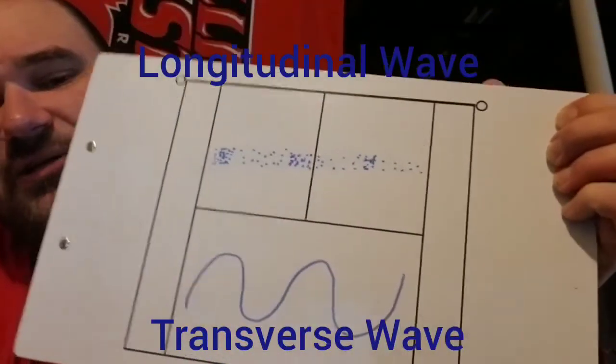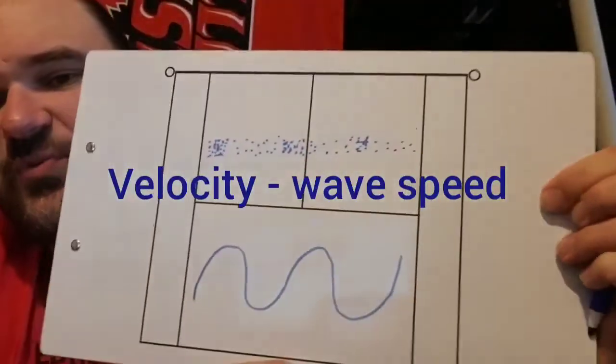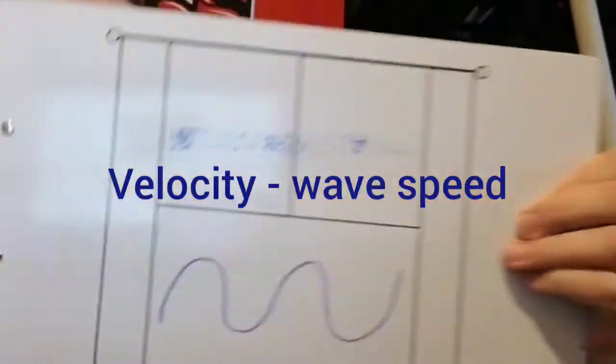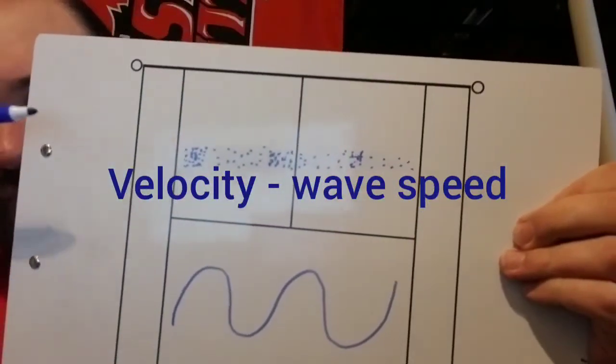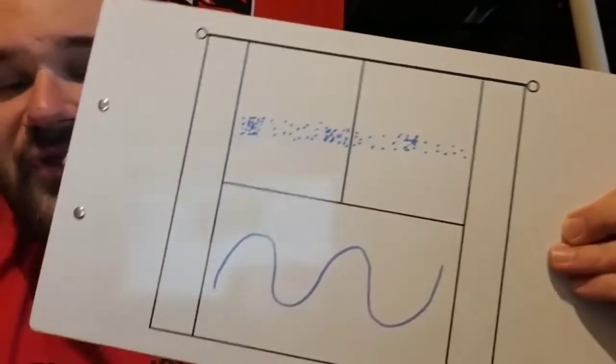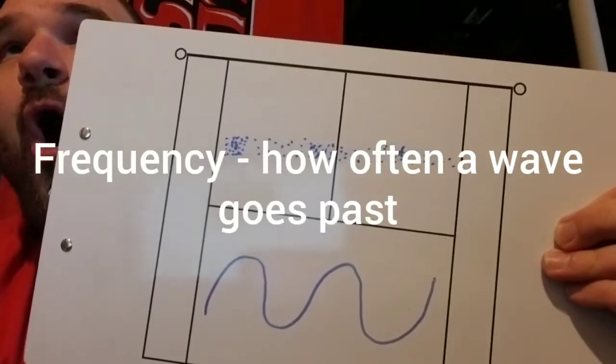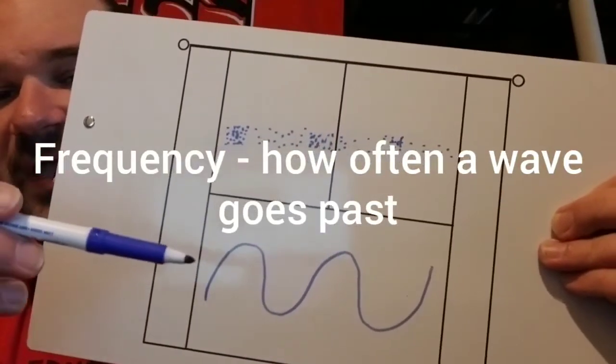So let's take a look at those waves vocabulary words. The velocity is simply how fast this wave is moving. So on either one of these waves, it's how fast it goes from this end of the clipboard to this end of the clipboard. For the frequency, it's how often a wave goes past.